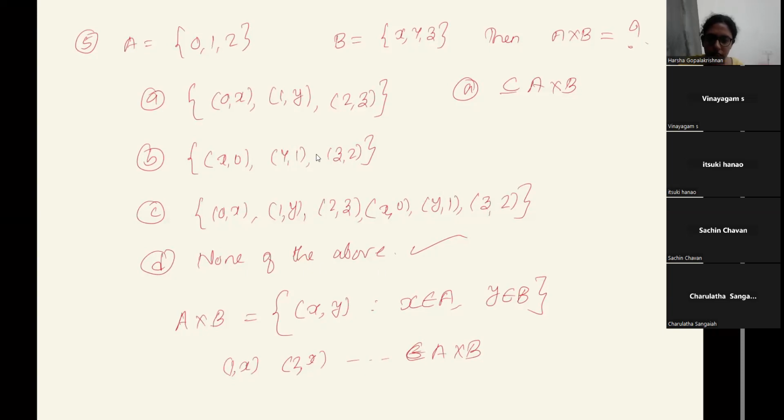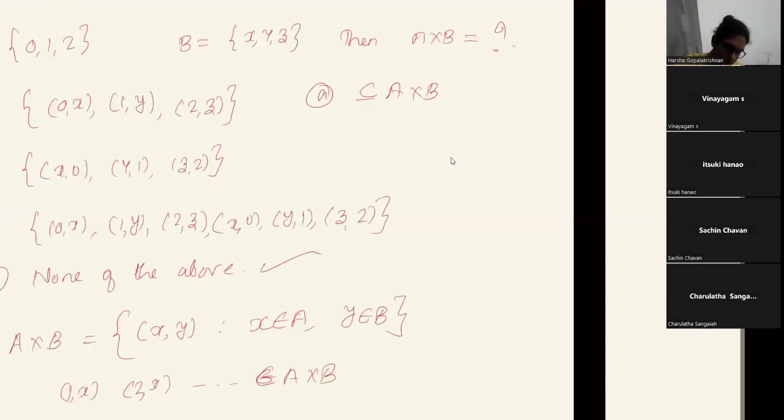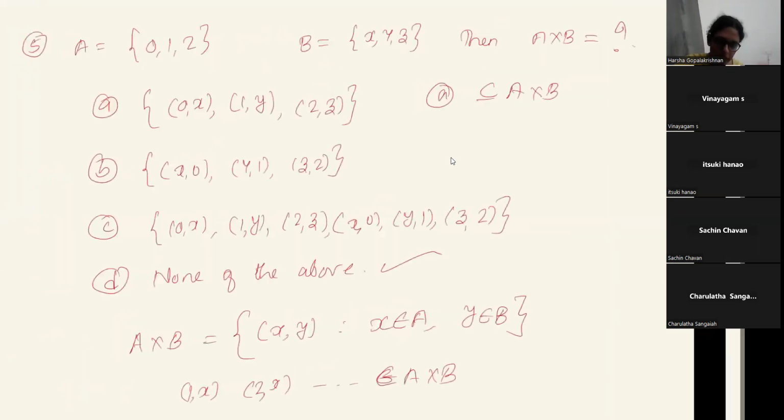Any answer? Is B a subset of A cross B? No. It is not even a subset of A cross B. It is a subset of B cross A. Because in B, we can see that the first element of x0, x comes from the set B, right? So it is a subset of B cross A.